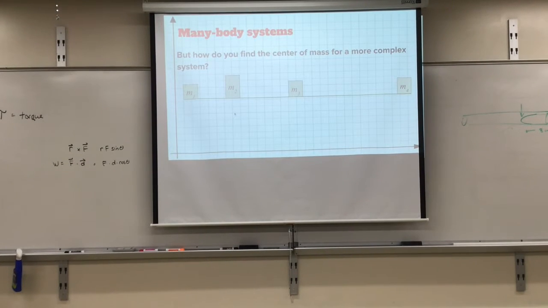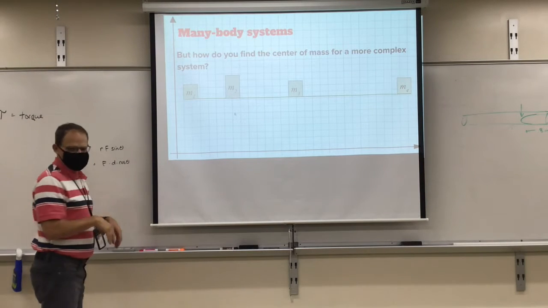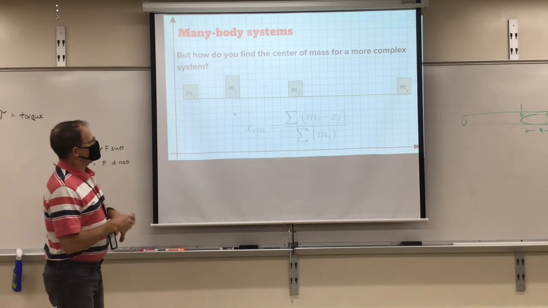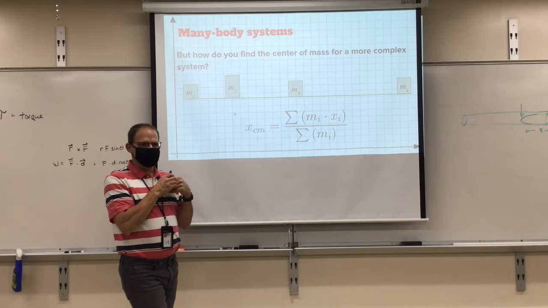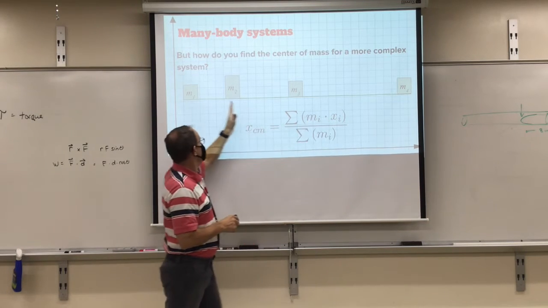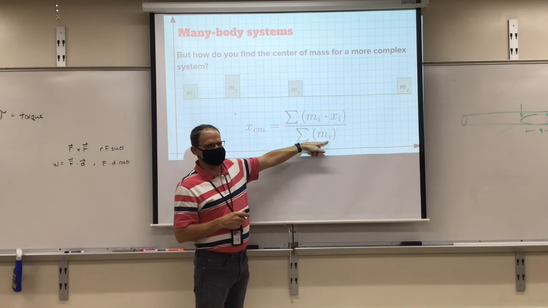All right, so if you have a system where there's lots of masses and they're not all equal, and they're not all uniformly distributed, you can't just say the center of mass is at the middle. You have to figure out where it is. So it turns out you can find the center of mass using a simple little weighted formula. You can take each mass times its distance from the end, and then divide by the total mass.